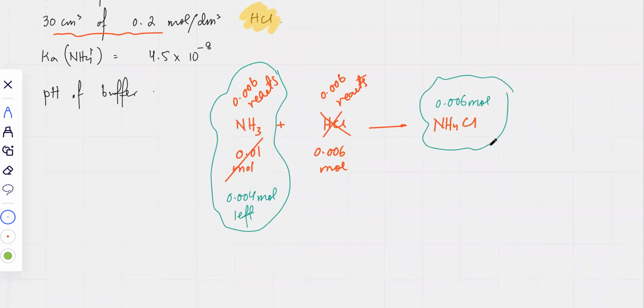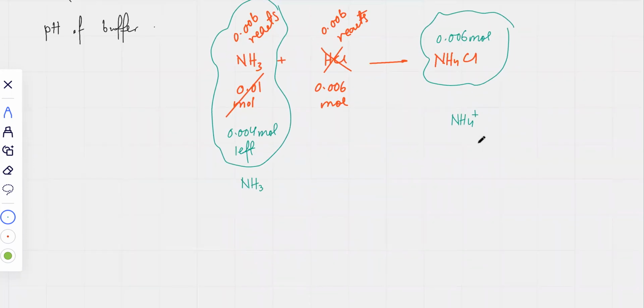Why is it a buffer? Because your mixture contains two things. It contains NH4+ ions, and there is leftover NH3 as well. So both things are present in the mixture now. And if they're present together, they would be forming an equilibrium.